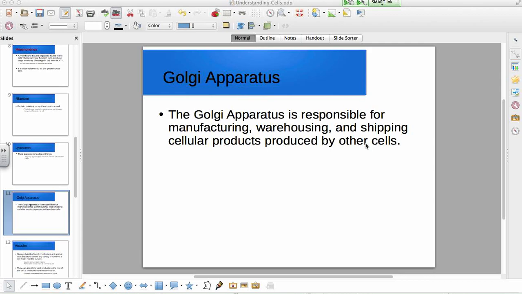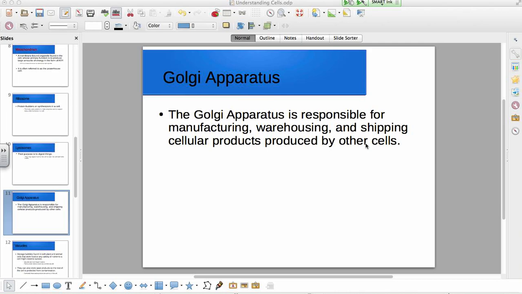When Tyson processes all the chicken and so forth, the product is produced, then it has to be stored somewhere, and it also has to be shipped off to other parts of the cell that need those products that are being developed. So the Golgi apparatus does that. As all these other organelles perform their jobs and make products, the Golgi apparatus is where those products will be warehoused, and then from there they'll be shipped out.